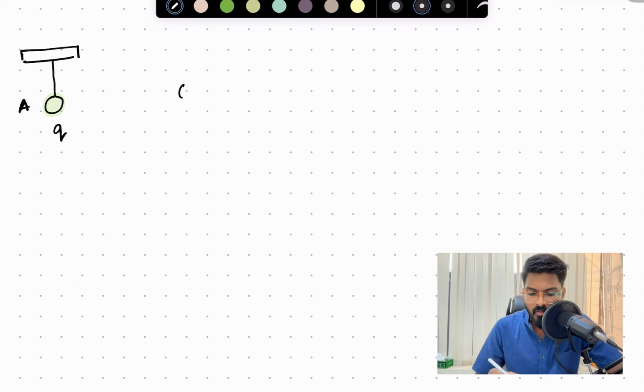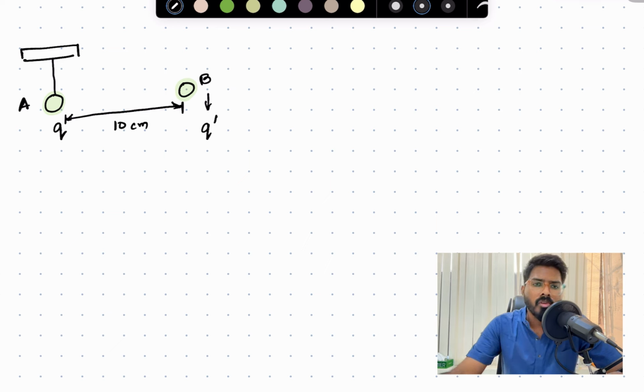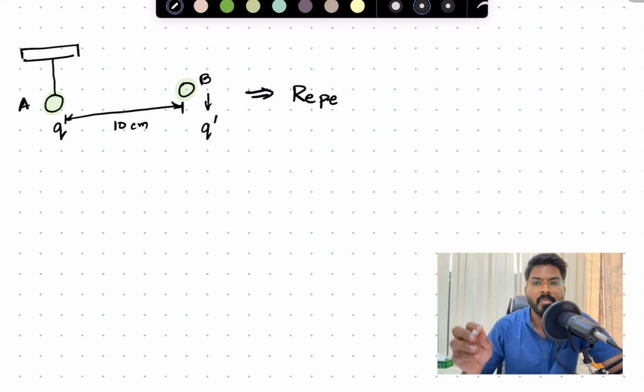Now I have another sphere which is also charged, and let's say this charge is Q dash, and I'm bringing them together and keeping them at a distance of 10 centimeter. Now if we assume that both these charges have the same polarity, what happens? They will repel.